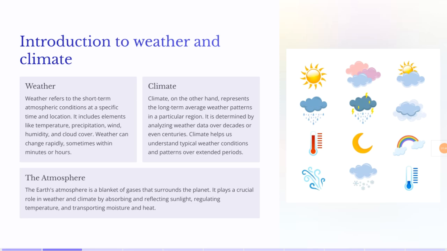The atmosphere. The Earth's atmosphere is a blanket of gases that surrounds the planet. It plays a crucial role in weather and climate by absorbing and reflecting sunlight, regulating temperature, and transporting moisture and heat.